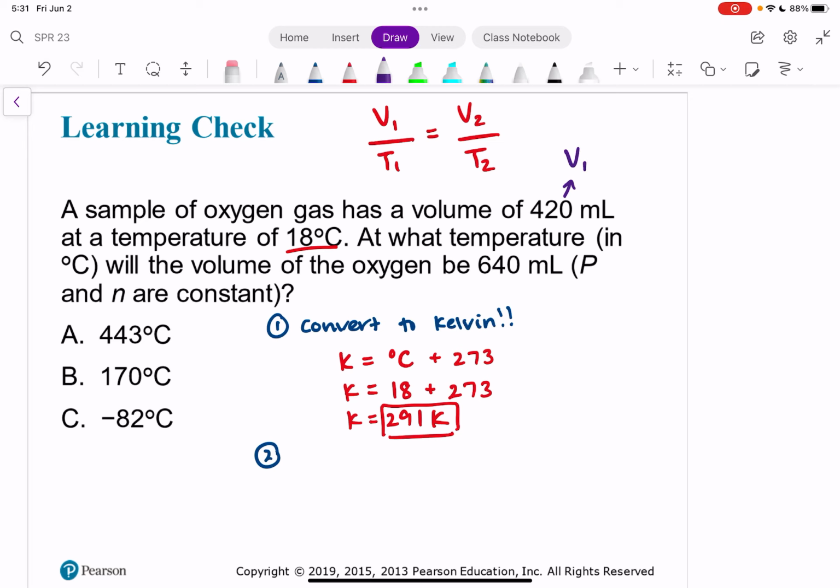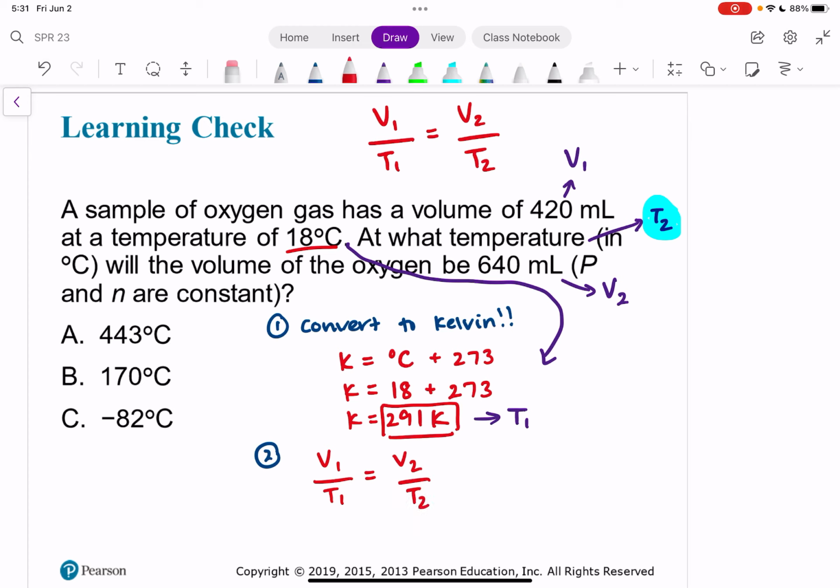And a temperature, I'm actually going to label it over here. This is our T1 because I converted it, right? So maybe I'll draw a little arrow. And then at what temperature? So that's going to be our T2, right? That's the thing we're going to be solving for. So let me go ahead and highlight that. And at what temperature will the volume of oxygen be 640 mL? So this is going to be our V2, right? Final volume. All right, so let's plug these values in. So we got V1 over T1 equals V2 over T2.